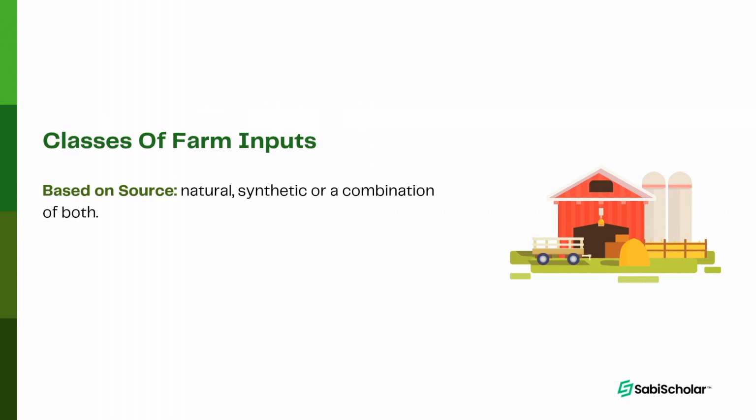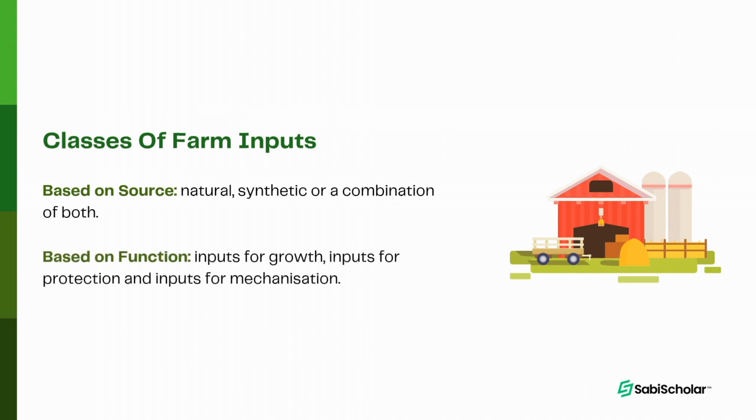Another class of farm inputs is based on function. Inputs can be classified as inputs for growth. Some will be for protection, while some are for mechanization. Inputs for growth include things like fertilizers, seedlings, and seeds. Then the inputs for protection include pesticides and other crop protection products. Inputs for mechanization will include the tractors, the plows, the planters, harvesters, and other farm equipment.